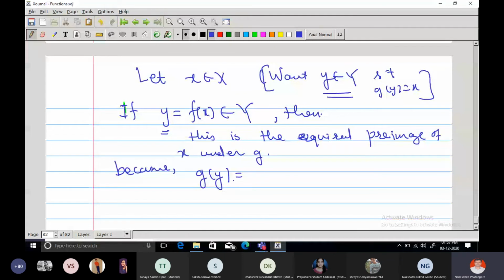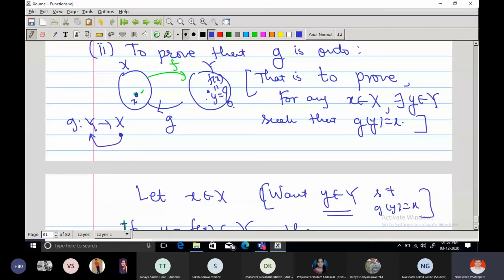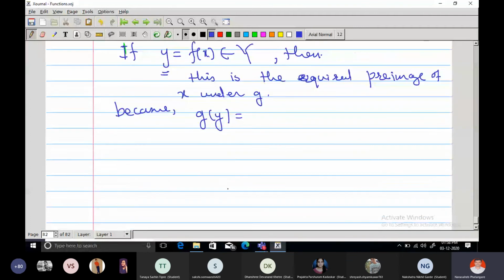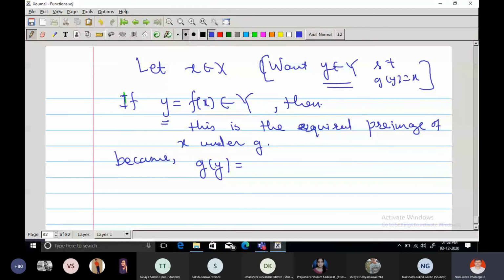Do you understand? We started with x here and we wanted to produce y. But what we did, we started with x and applied f. We found some element here and that element is actually the required pre-image. Right? We wanted to produce some pre-image here, but we applied just f and we found some y and that is the required one. So why is this y the required pre-image?